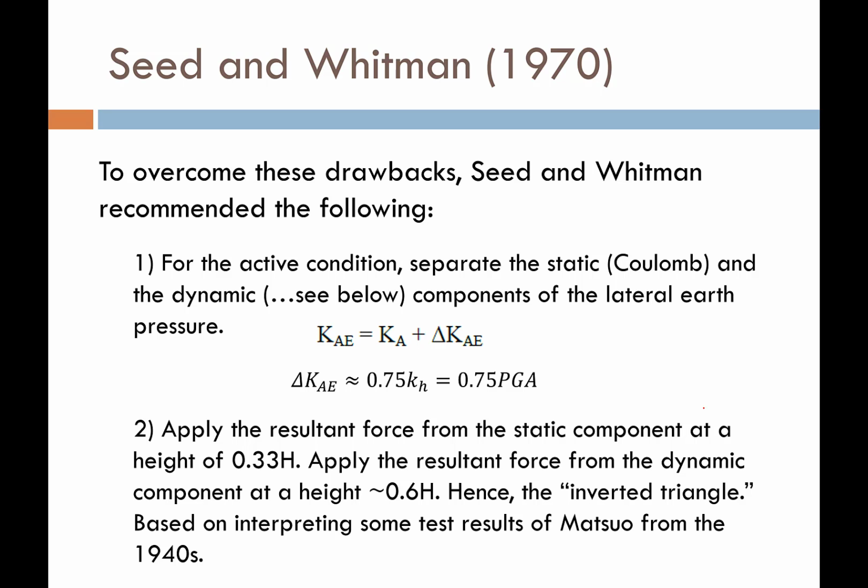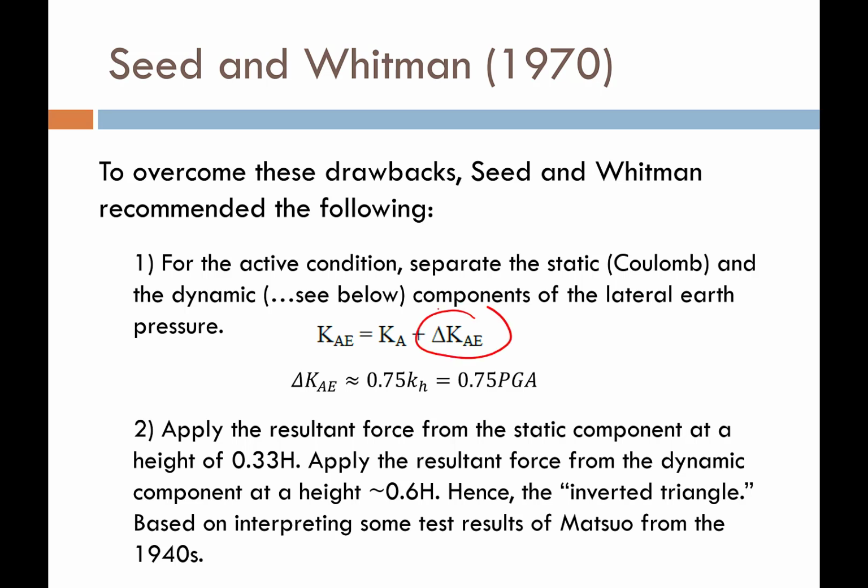What they recommended was that if we're dealing with the active condition, which is a very common condition for retaining walls, probably the most common actually, first we're going to separate the earth pressure coefficients into two components. This KAE that we're used to in Mononobe-Okabe is really the summation of the static earth pressure coefficient from the Coulomb method plus what they call the dynamic component, this delta KAE. Okay, so that comes just from the shaking itself. If we add those together, we get what Mononobe and Okabe called KAE.